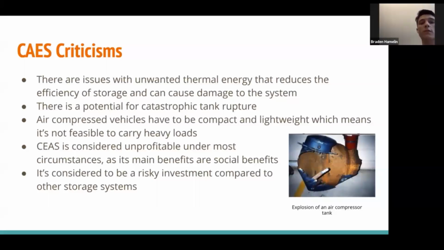Compressed air energy storage is also considered unprofitable under most circumstances, as its main benefits are social benefits. The social benefits are the benefits that society gets from having this technology. Compressed air energy storage is less cost effective in terms of generating revenue and profit than, say, a fossil fuel or a different form of energy. But the benefits that come from having clean air, clean water, and renewable energy do outweigh the cost. In terms of pure profit, though, it's considered a risky investment compared to other storage systems. And that's all we have.